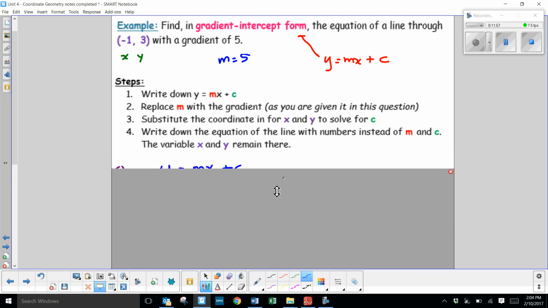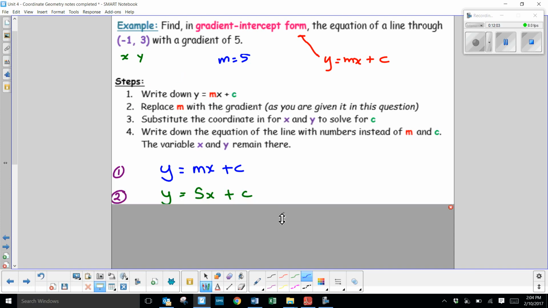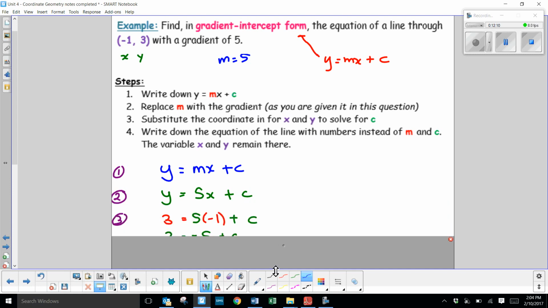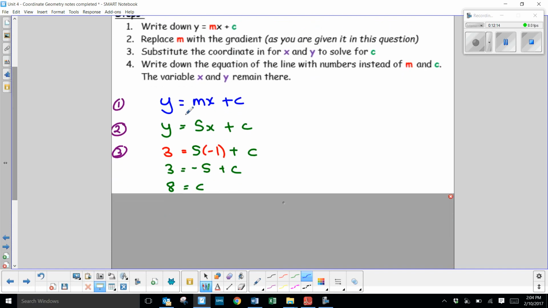Step 1 is to write down the equation of the line, mx plus c. Now step 2, replace m with the gradient. Because you're given it in this question, you didn't have to calculate it. Step 3 is what we're doing now. We're solving for c: substitute in the values of the coordinate as well as the gradient, and then 5 times negative 1 is negative 5. Then you need to add 5 to both sides to get c.